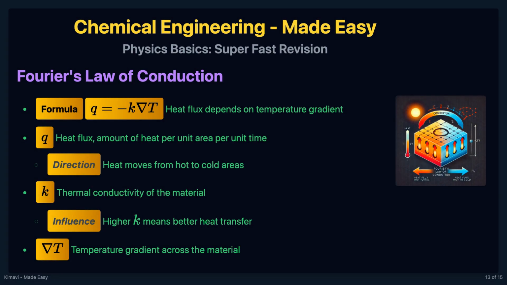Fourier's law of conduction is given by the formula Q equals negative K times the gradient of T. In this equation, Q represents the heat flux, which is the amount of heat transferred per unit area per unit time. The term K is the thermal conductivity of the material, indicating how well it conducts heat. The symbol nabla T refers to the temperature gradient across the material. Heat always flows from hotter regions to cooler ones.